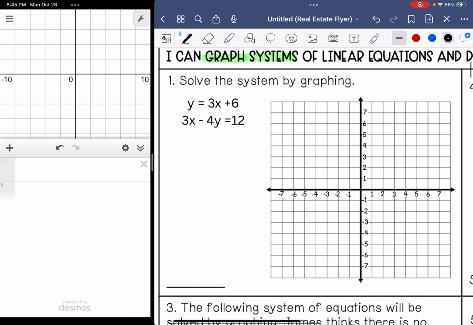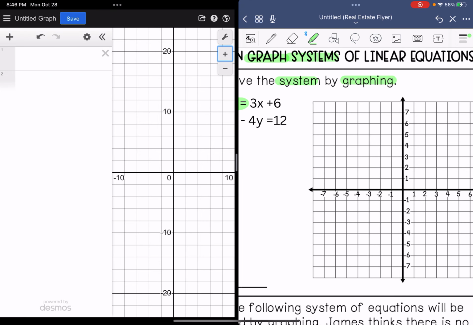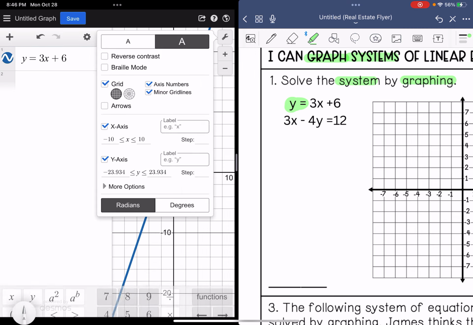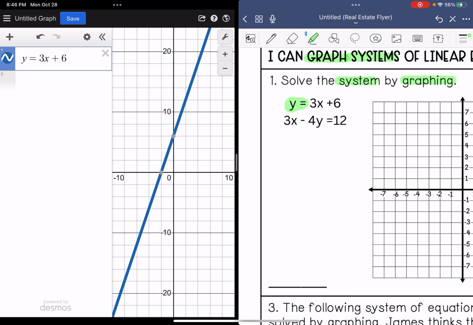So this first one says solve the system by graphing. Our first equation right here already says y equals, so I'm going to go ahead and just immediately type it into Desmos. Y equals 3x plus 6, just like that. I'm going to go ahead and take a look at a couple points, and I'm just going to sketch a picture of that graph.